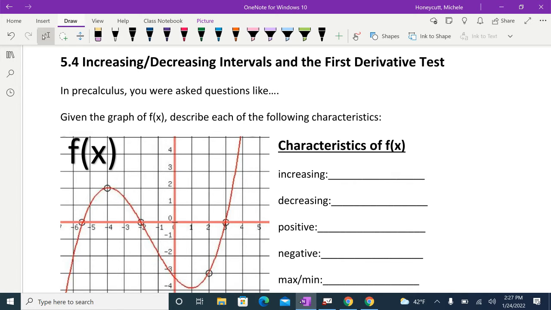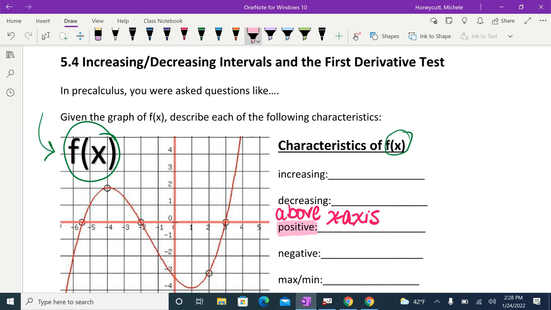Now back in your pre-calculus days, you would have questions like this, where you would be given the graph of f of x, and then you had to identify characteristics of f of x. So you would look at the graph, and let's say you were asked to determine where f is positive. Well, I know that positive means where the y values are positive, or where the graph is above the x-axis.